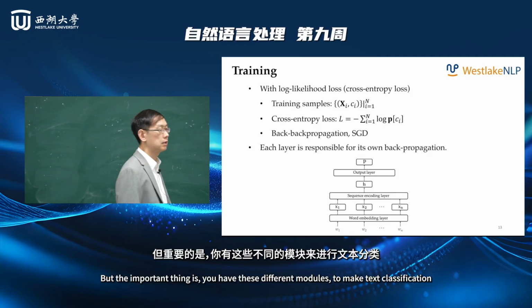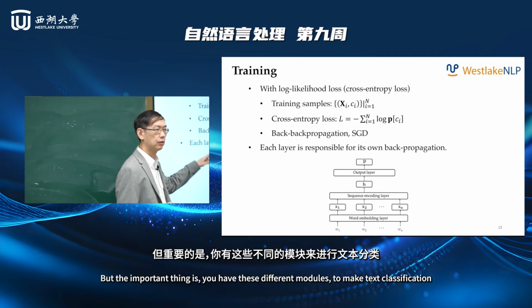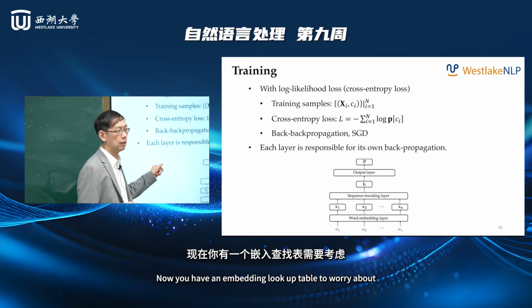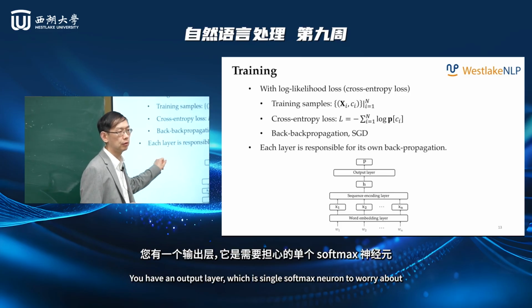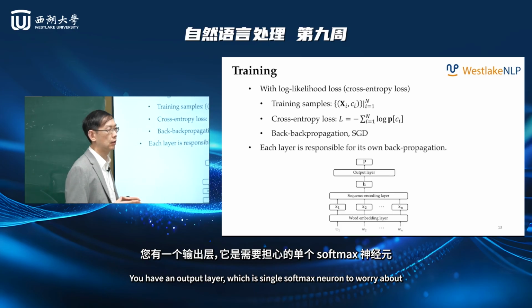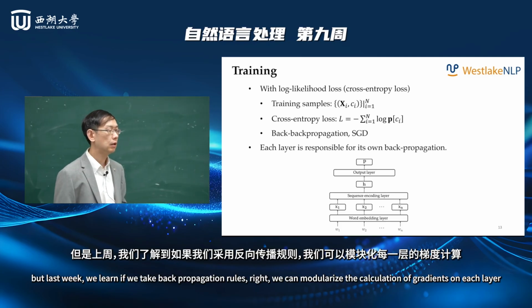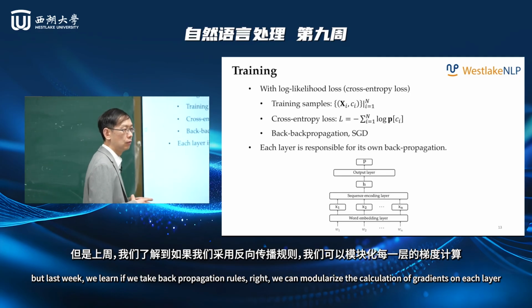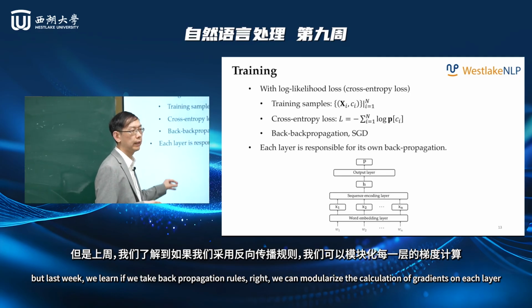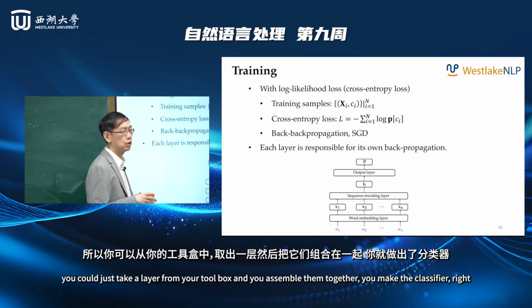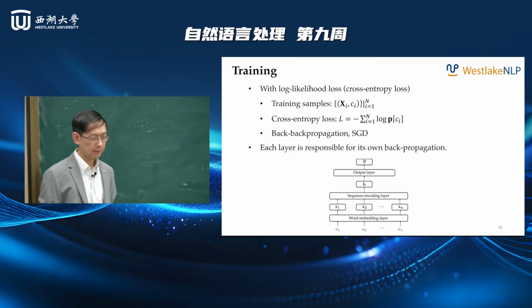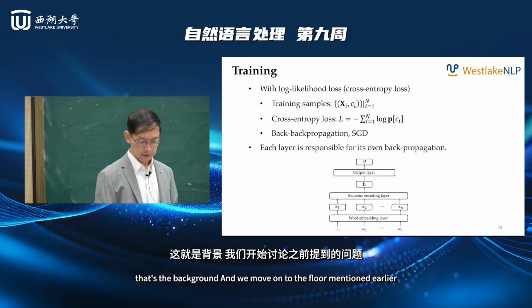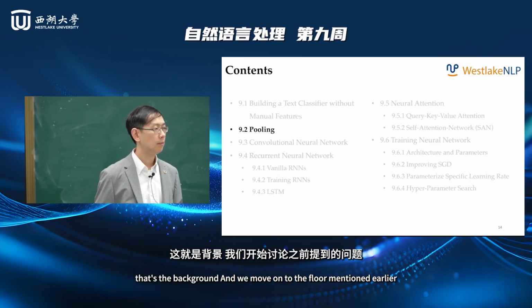So later today, I will show you more variants of SGD. But the important thing is, you have these different modules to make text classification now. You have an embedding lookup table to worry about. You have a sequence encoder to worry about. You have an output layer, which is a single softmax neuron to worry about. But last week we learned that if we take backpropagation rules, we can modularize the calculation of gradients on each layer. So you could just take a layer from your toolbox and assemble them together, and you make the classifier. All right, so that's the background. And we move on to the four mentioned earlier.